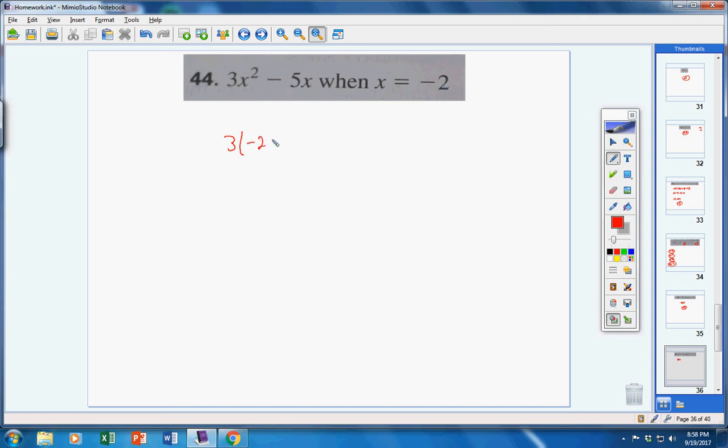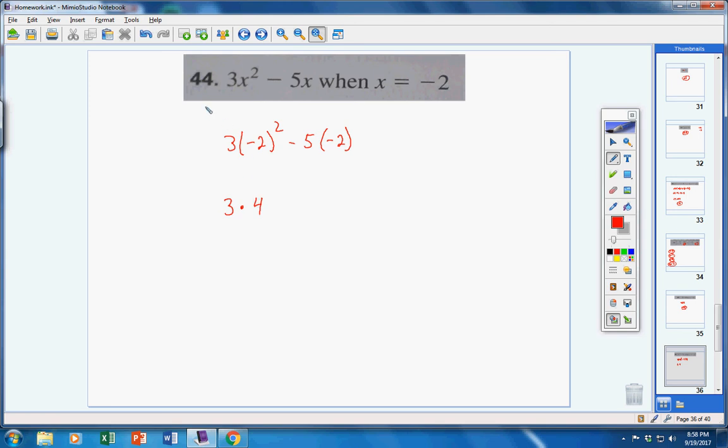X equals negative 2. Then negative 5, and then x, negative 2. Alright? Now, you do not multiply the 3 times the negative 2 first, and then square it. You do not do that. You first do your power. So I now have 3 times 4, because a negative 2 squared means negative 2 times negative 2.